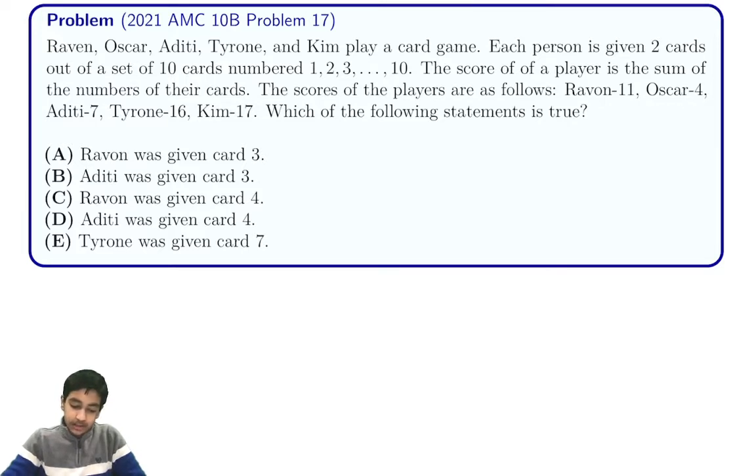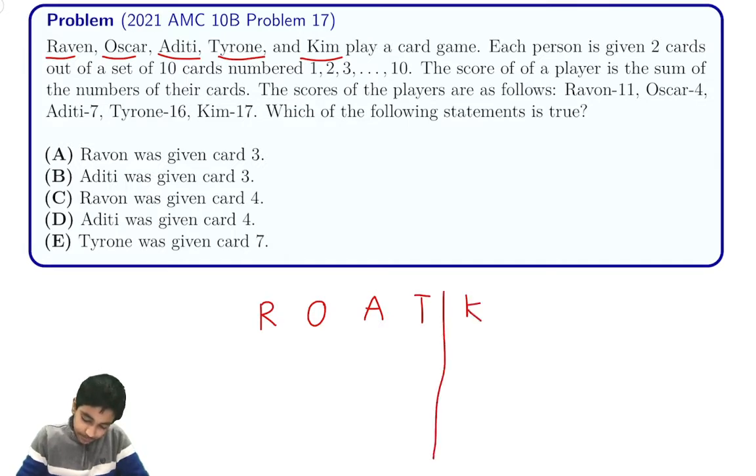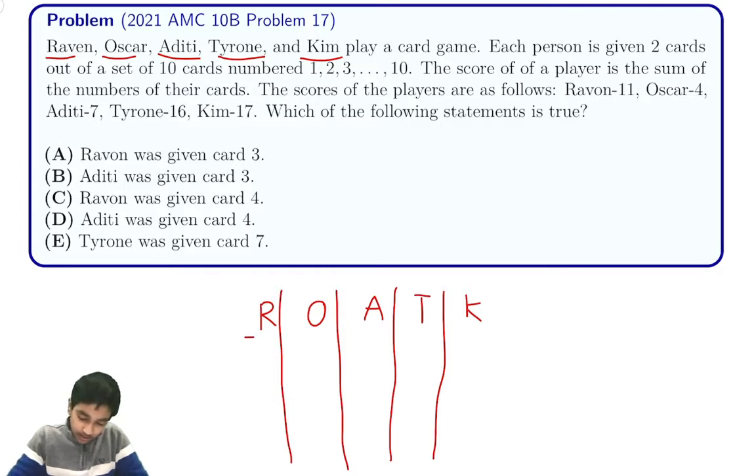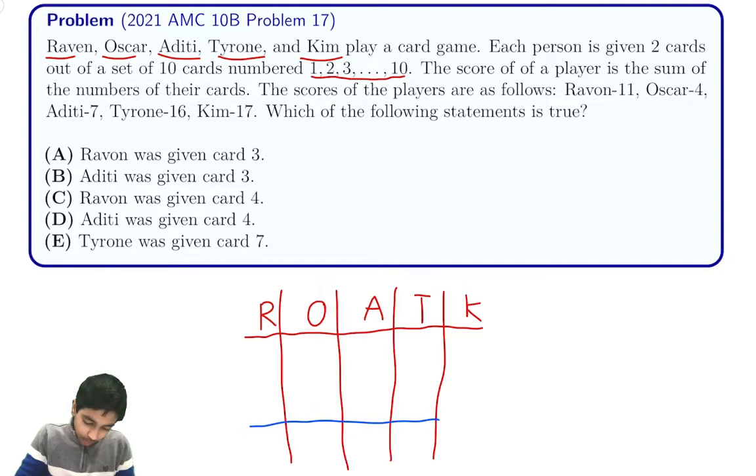Raven, Oscar, Aditi, Tyrant, and Kim play a game. Be very careful here. There's 1, 2, 3, 4, 5 people. So let's just say A-T-K. They're playing a card game. Each person gets 2 cards. So out of the 10 cards, 1 to 10, each of these people is getting 2 of the cards. So if each of the people get 2 of the cards, we know that Raven has a total sum of 11. So card 1, card 2, total sum. So total sum is 11 for Raven.